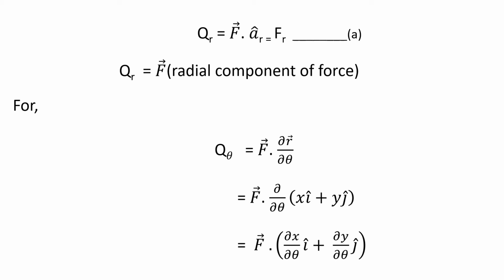Here Qr is equal to F dot the unit vector ar, which is equal to F of r, giving that equation number A. As Qr is the radial component of force, now for the transverse component, Q theta will be equal to F dot partial r over partial theta. Substituting the values, we have F dot partial over partial theta of x i cap plus y j cap, and we have F dot into partial x over partial theta i cap plus partial y over partial theta j cap.